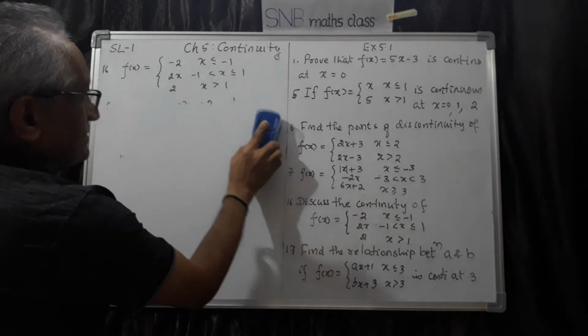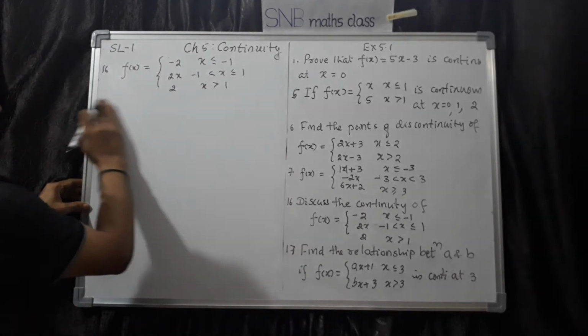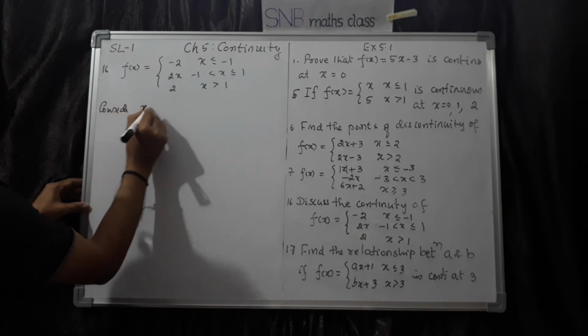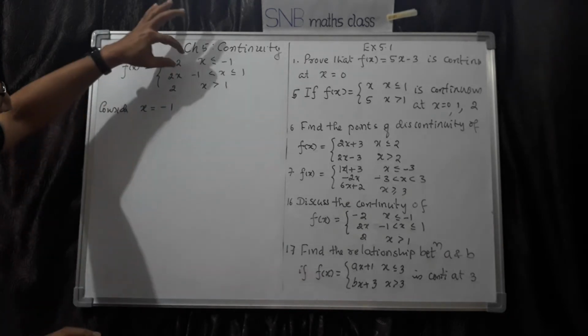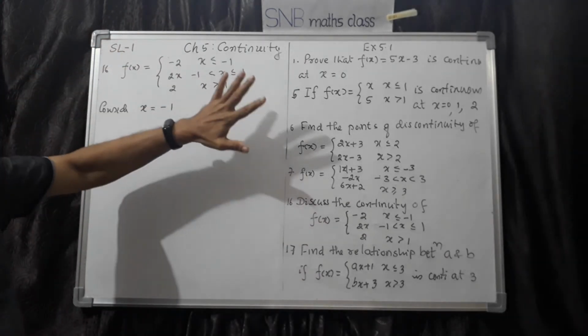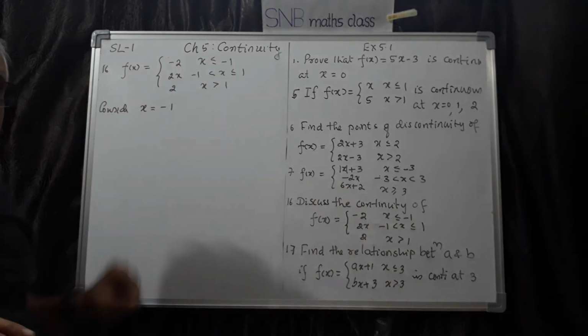Now let us take x equal to minus 1. I have to check. So what I have to do once again is see whether the limit exists, left limit equal to right limit, and then it should be equal to the value of the function. If these three things happen, then it is continuous. Otherwise, minus 1 is a point of discontinuity.